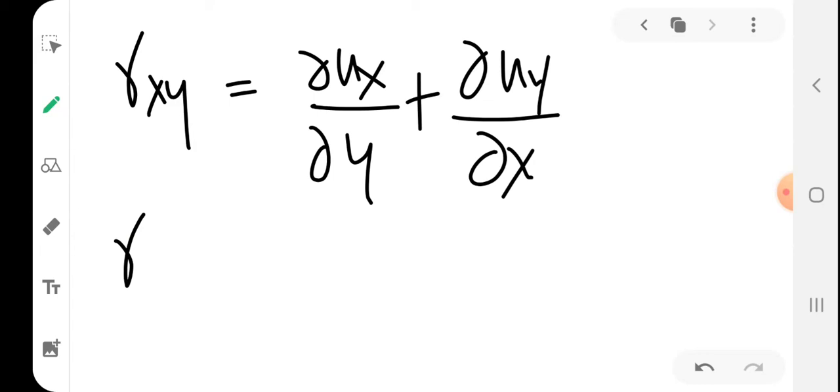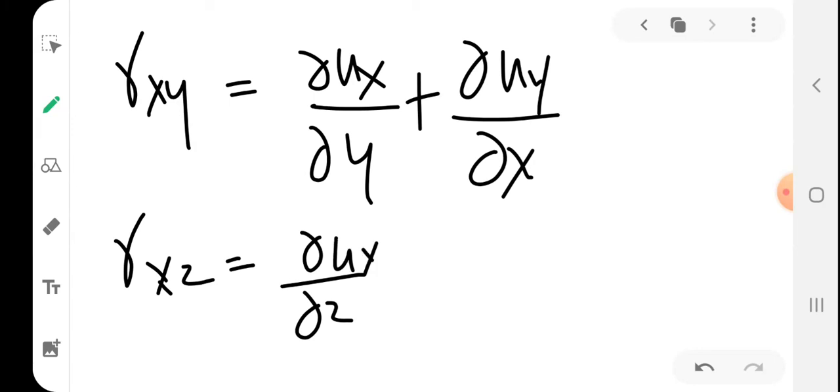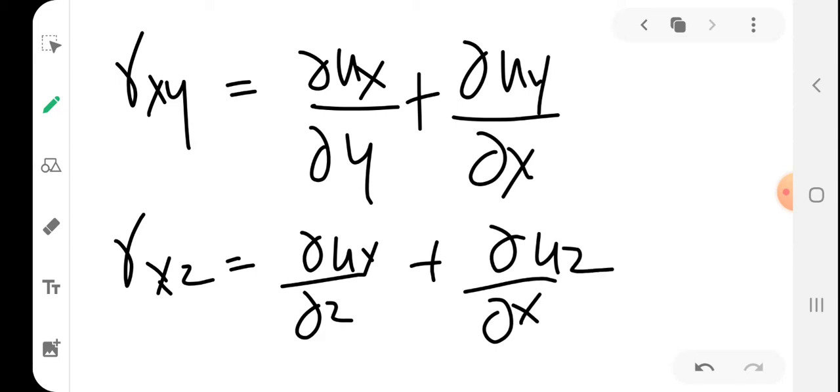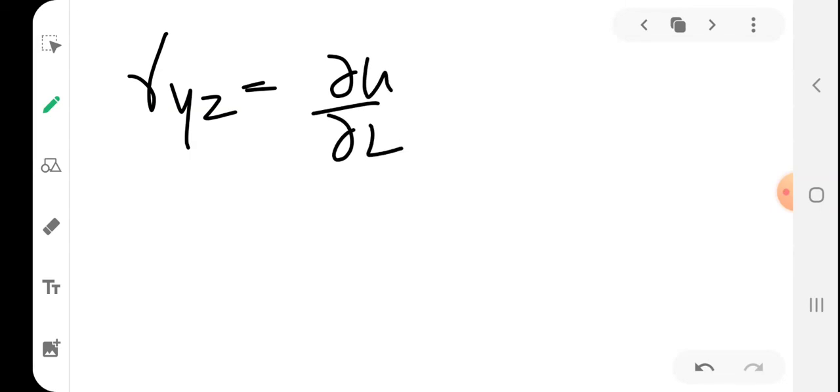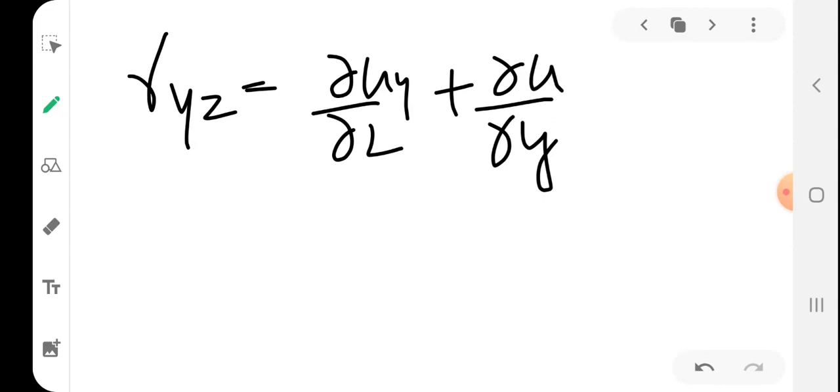Similarly, gamma xz can be written as dou by dou z of ux plus dou by dou x of uz. Similarly, gamma yz can be written as dou by dou z of uy plus dou by dou y of uz. So this is how we write shear strain components in xy plane, yz plane and xz plane.